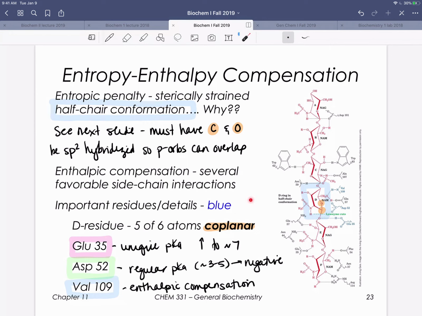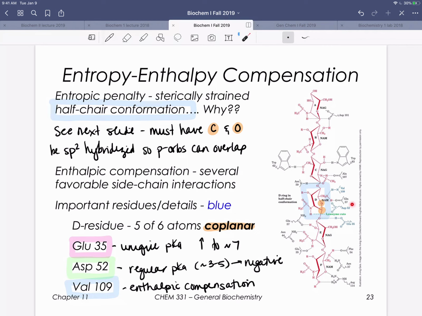Highlighting some important residues that we see here. Again, that D residue being in that half chair allows those atoms to be coplanar. We're going to have a critically important glutamic acid residue that has a unique pKa shifted towards neutrality, so it's maintained in its protonated state. So we've got that guy there. We've got an aspartic acid residue, and that important aspartic acid residue, shown right here, is going to allow us to do covalent catalysis.